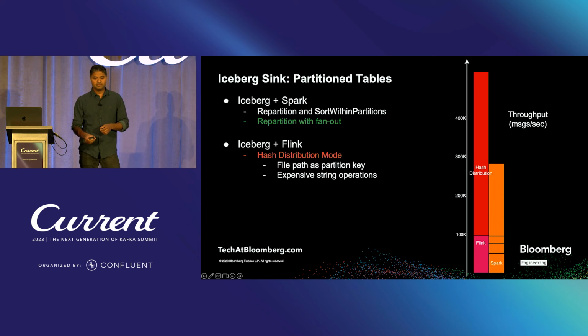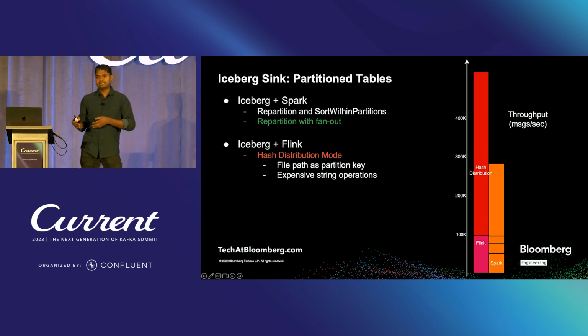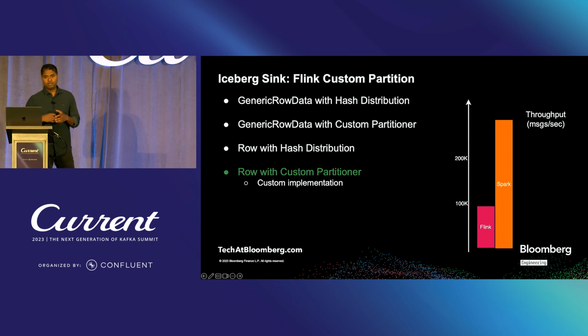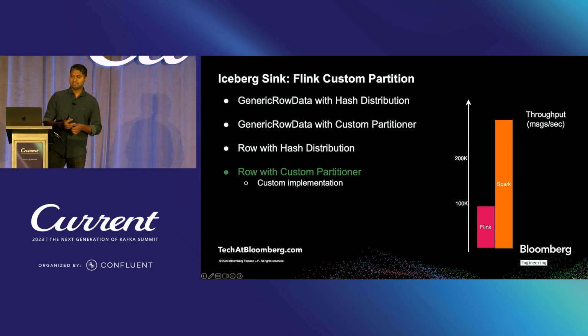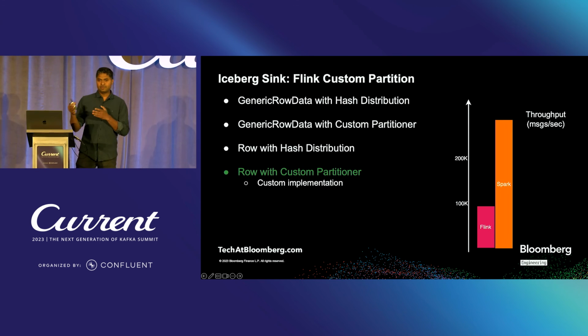Looking at the flame graphs, we found out that the hash distribution mode uses a very inefficient partition key approach, where it generates a long file path string as a partition key, thereby causing a lot of expensive string operations. So we wanted to look at all the available options to see if we can fix this performance degradation, combining different row types with different partitioning schemes.